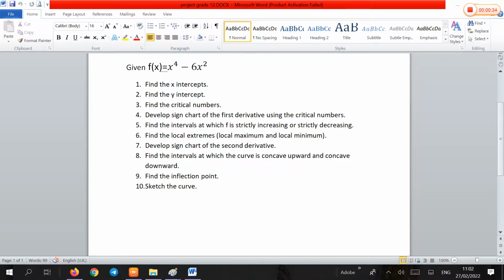The intervals at which f is strictly increasing or strictly decreasing. You can determine, using the sign charts, local extremes, local maximum and local minimum. And after developing the second derivative sign chart, you can determine the concavity interval, whether the graph is concave upward or concave downward. And we'll find the inflection point so that you can sketch the graph of the curve.